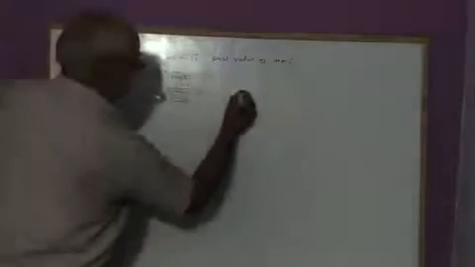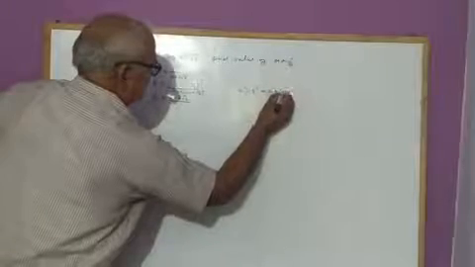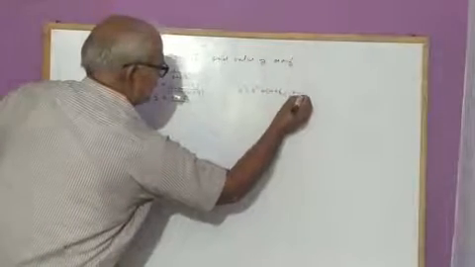Now multiply 1 by 3, that is 3, minus 1 multiplied by minus 2 root 2, that is 2 root 2. Now use the formula: a square minus b square is equal to a plus b, a minus b. The denominator is in the form of a plus b, a minus b, where a is 3 and b is 2 root 2. So 3 plus 2 root 2 and 3 minus 2 root 2.